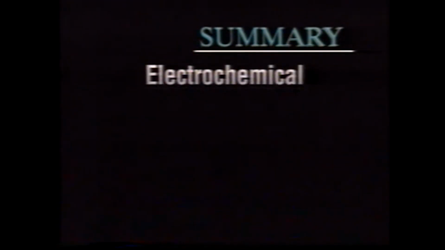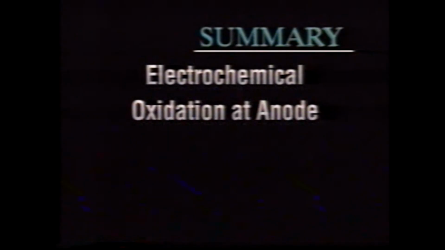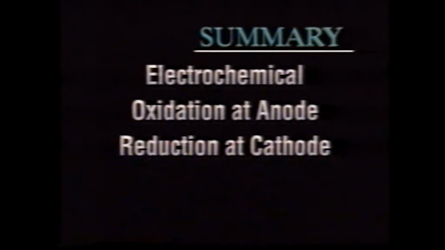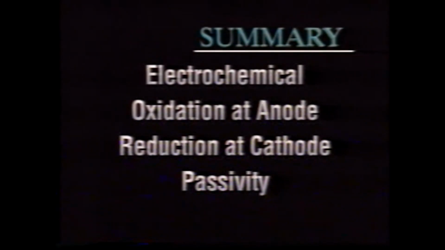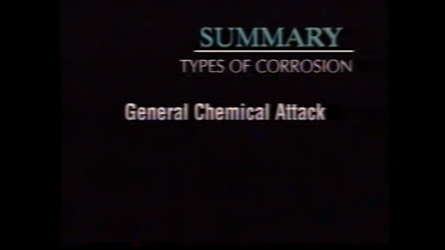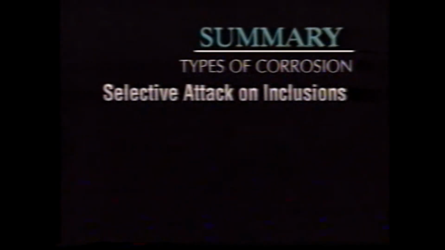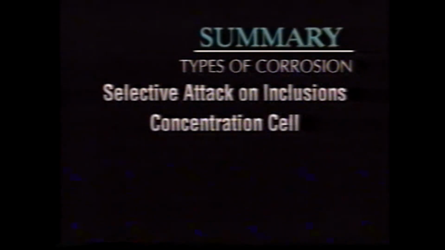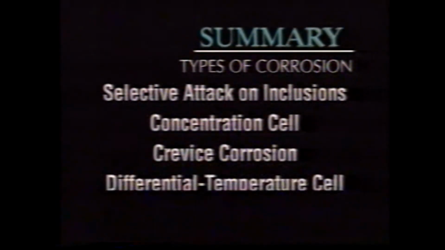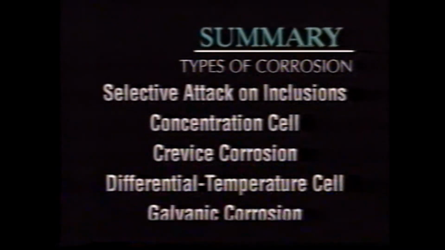Summary: corrosion is electrochemical in nature. Oxidation occurs at the anode. Reduction occurs at the cathode. Passivity is the loss of chemical reactivity. Types of corrosion: general chemical attack, pitting, selective leaching, intergranular corrosion, selective attack on inclusions, concentration cell, crevice corrosion, differential temperature cell, and galvanic corrosion.